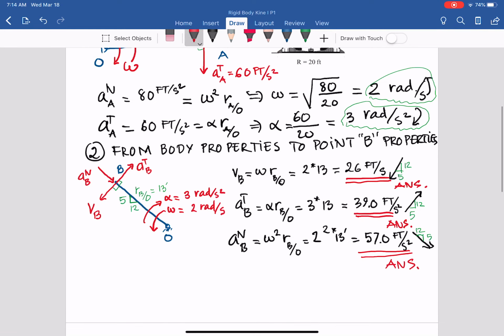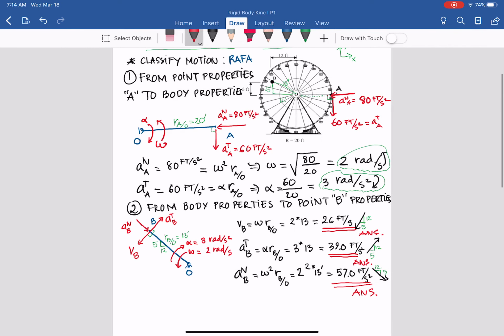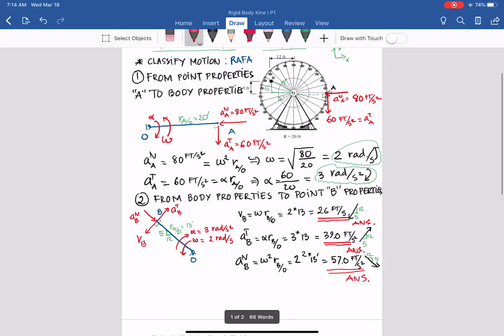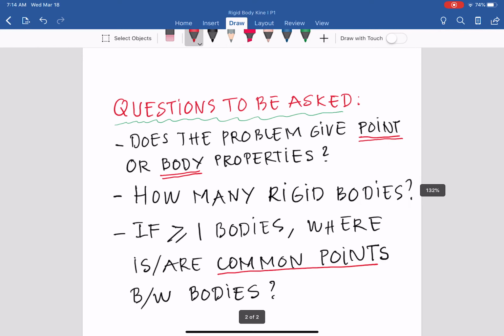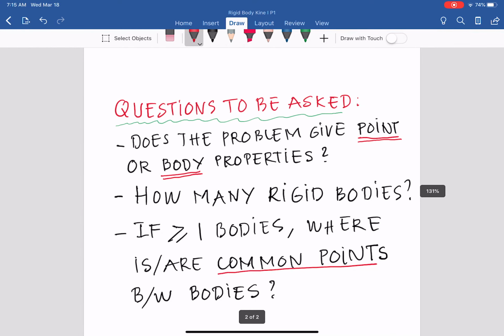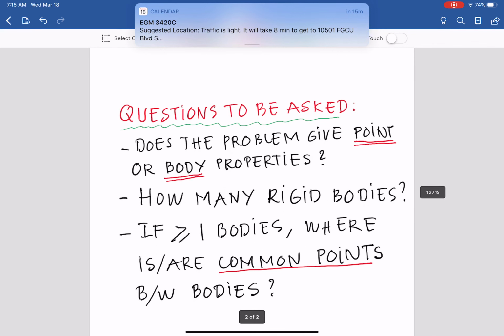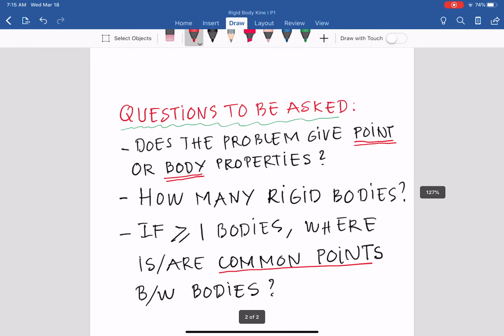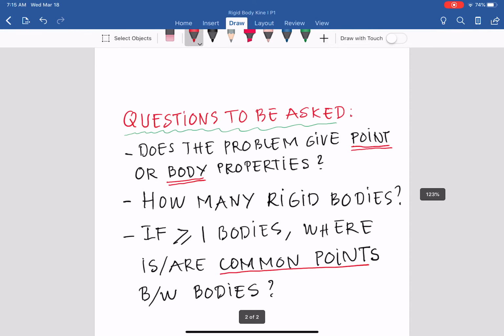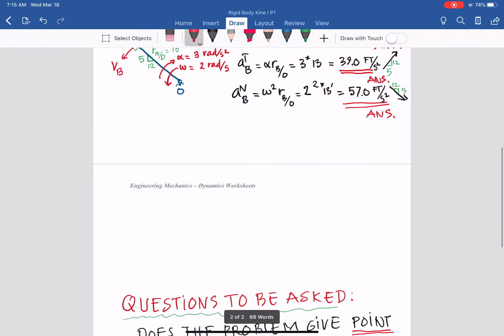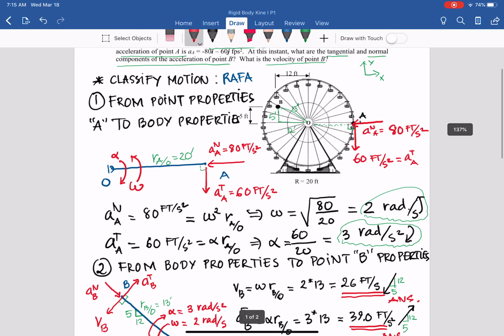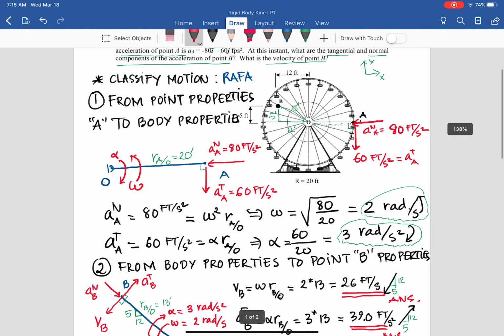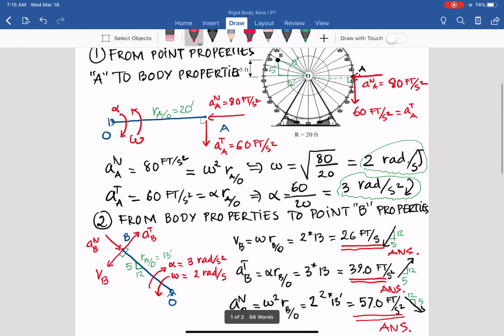So the bottom line for this problem is you need to ask yourself these questions, and similarly for the next problem. What is given? Body or point property? How many rigid bodies? If there are 2 or more bodies, then where are the common points? We don't have that in this problem yet, but it is coming in the next problem when they have 2 bodies. When they give you point properties, the next step has to be body properties. When they give you body properties, the next step will be point properties, and keep that process.